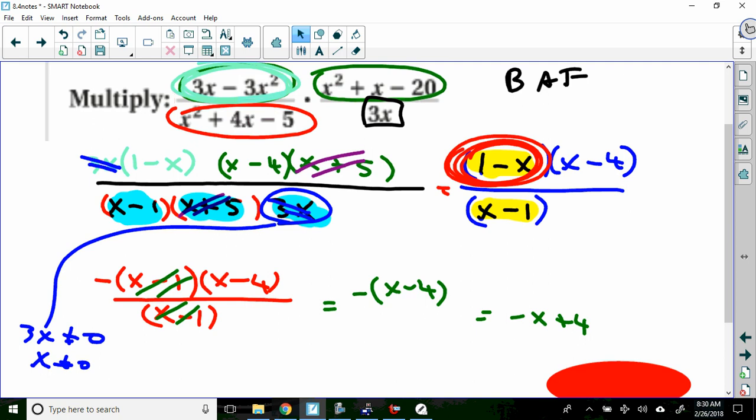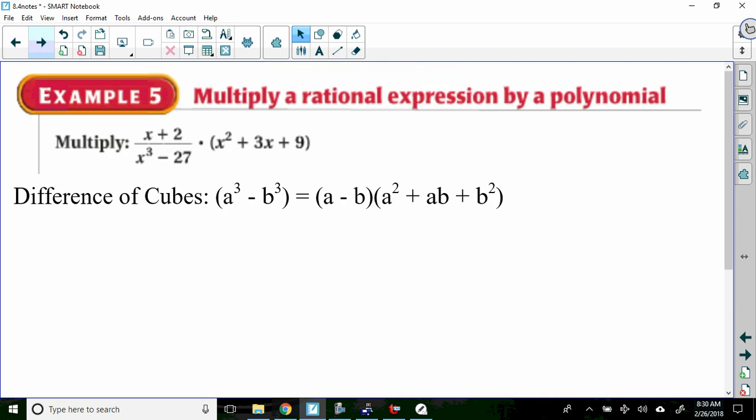Any other questions before we look at the last one? Or the last idea? Okay. All right. Example 5. We want to do this one real quick? What a trip down memory lane.